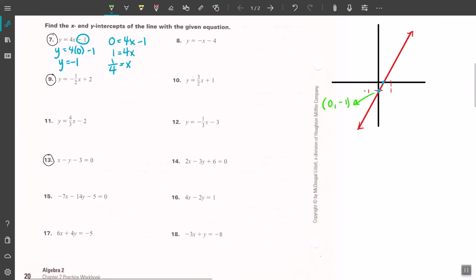So this is your y-intercept, where it crosses the y-axis. This is your x-intercept. And there is where we calculated that x would be 1/4 when y is 0. And so this is our x-intercept.